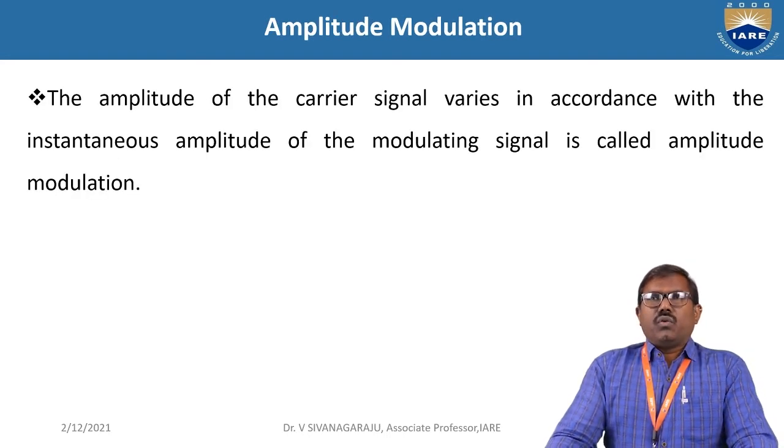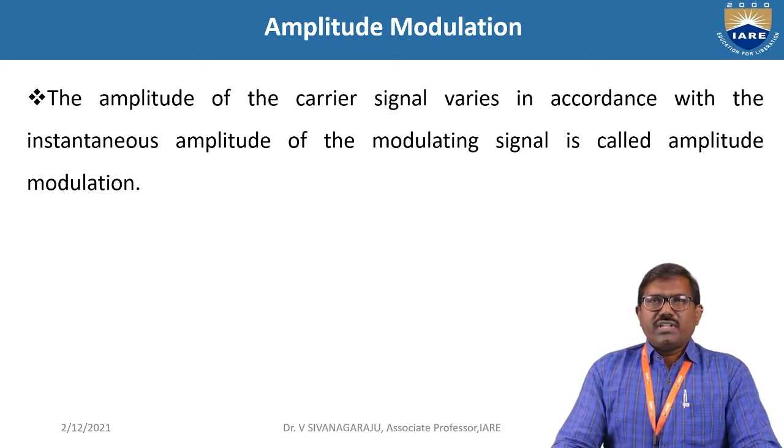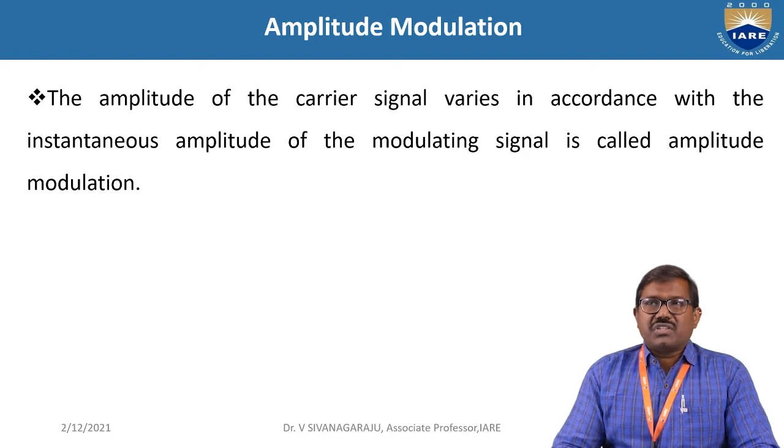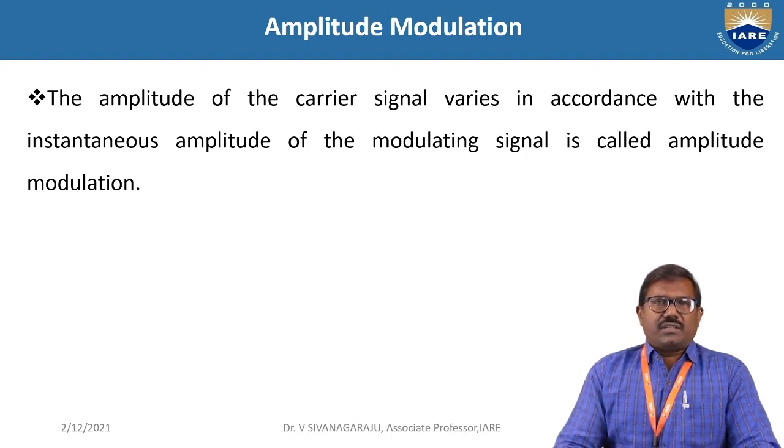So now we are going to deal with amplitude modulation. So what is amplitude modulation? The amplitude of the carrier signal varies in accordance with the instantaneous value of the modulating signal or message signal is called amplitude modulation. That is our amplitude modulation. Okay.